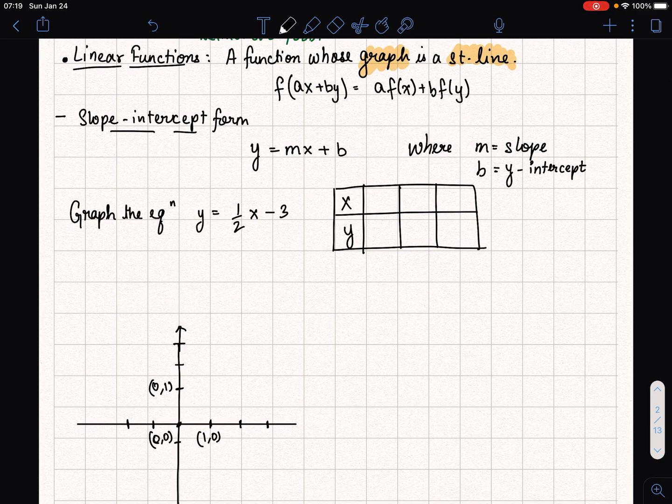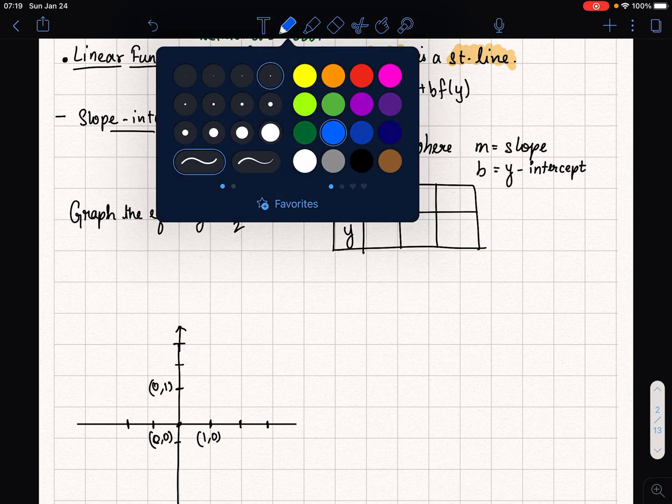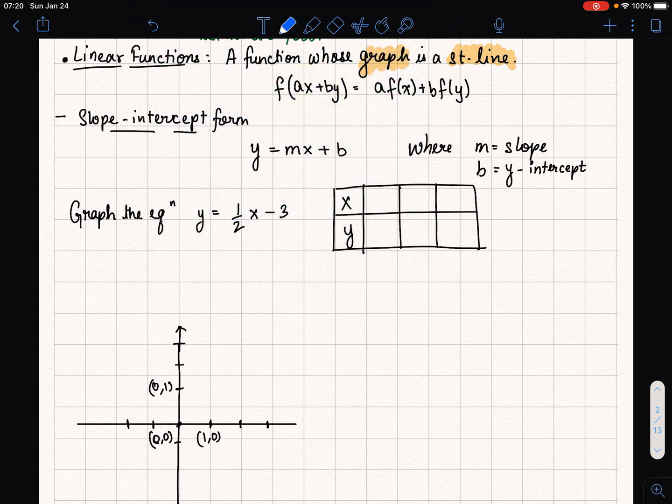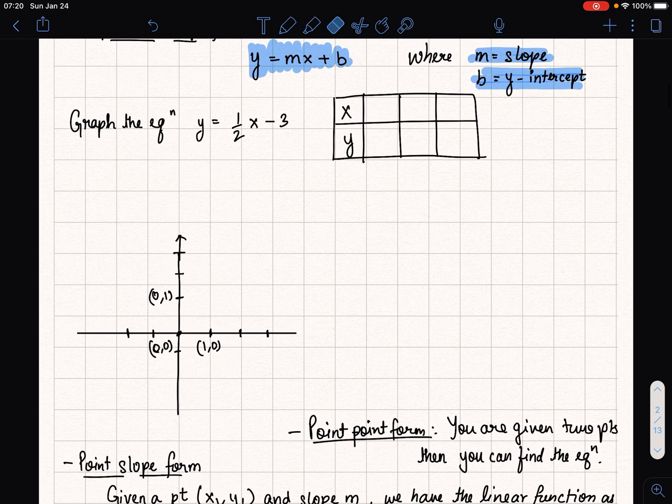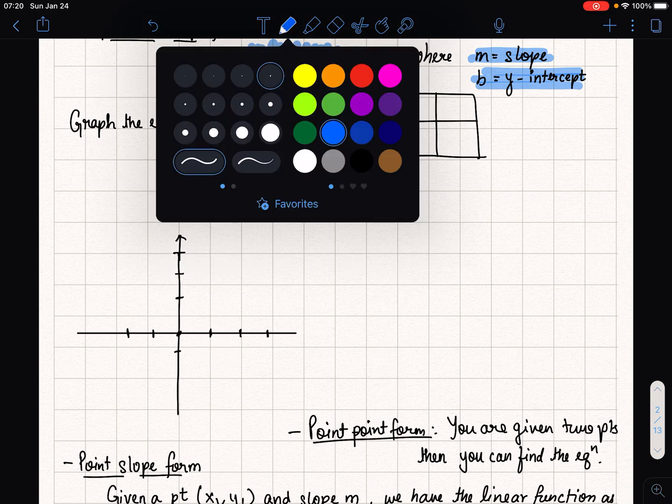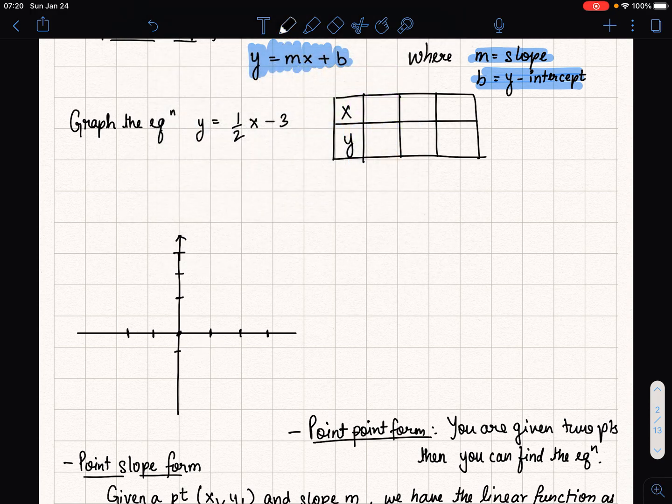We have two ways of writing a linear function. A linear function can be written in the form of slope and intercept. That is, y equals mx plus b, where m is the slope while b is the y-intercept. Let's look at the following example to understand this more. We have an equation y equals 1 by 2 times x minus 3.